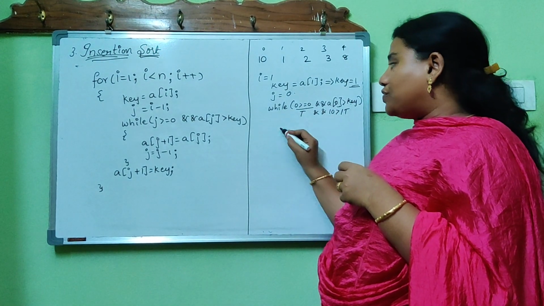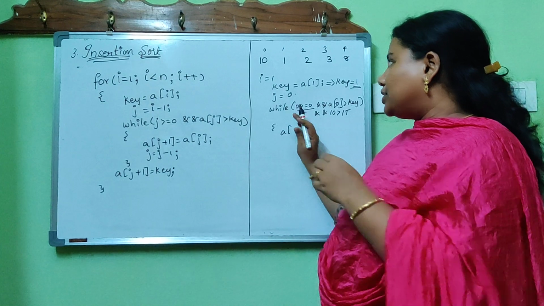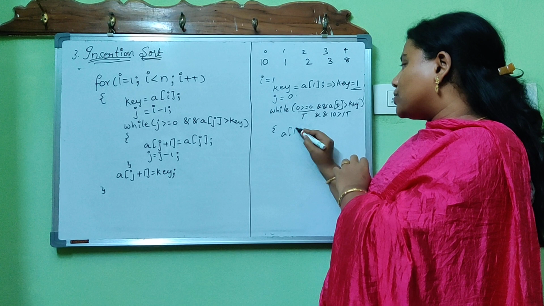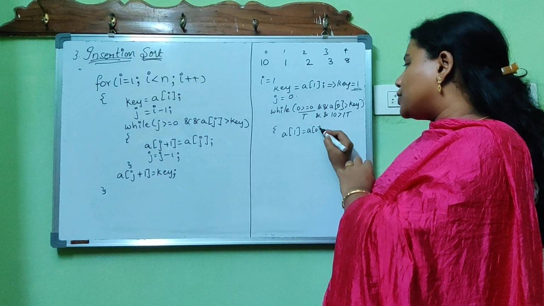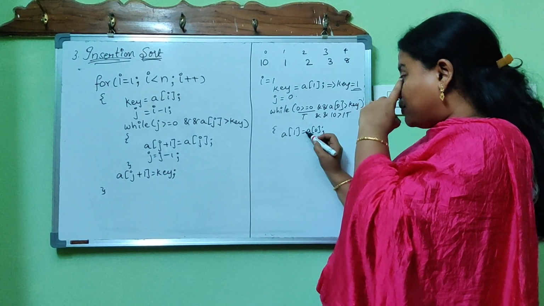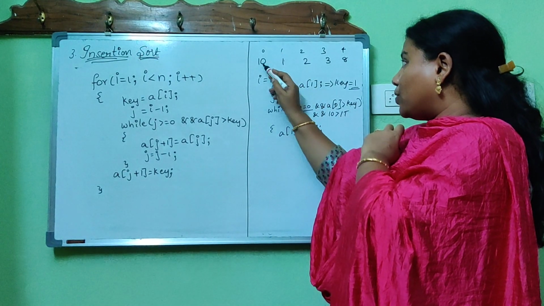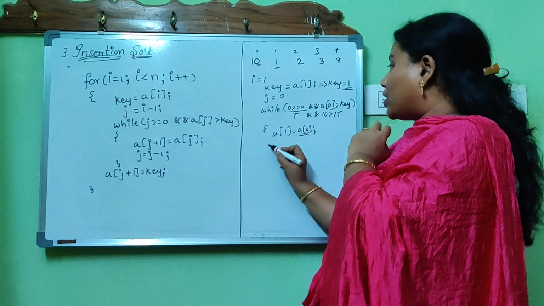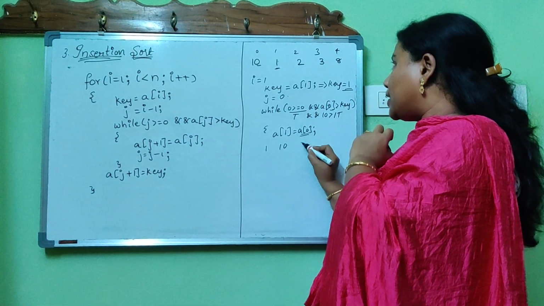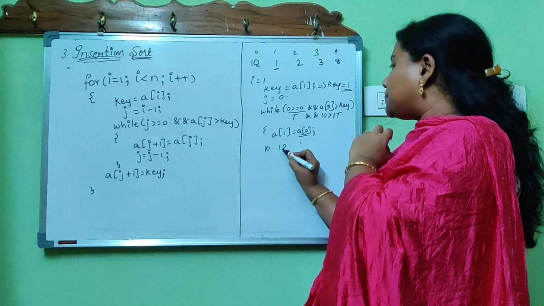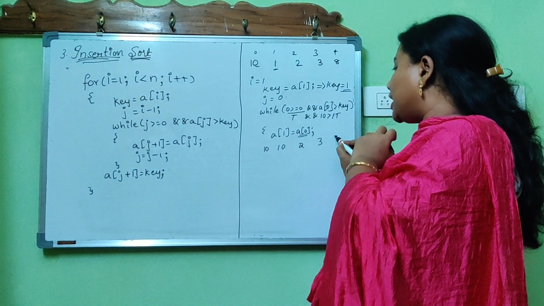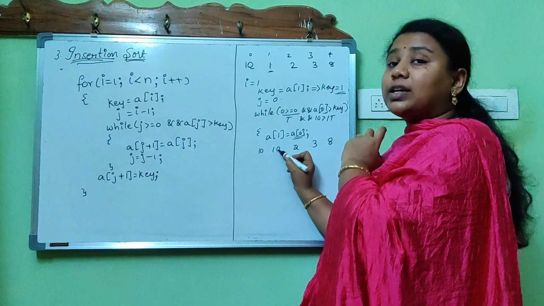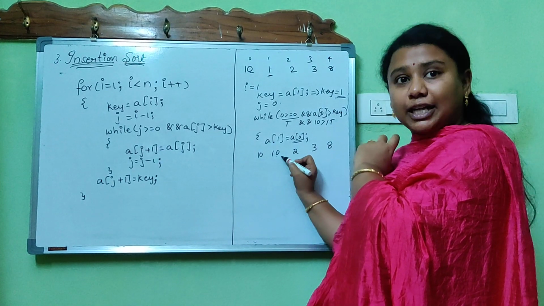Now what happens? When this is happening, what we should do is just move the elements. a[j+1]. What is the j value initially? 0. So a[1] is equal to a[0]. What does that mean? I have to place the value of a[0] in a[1]. So what does this do? 1, 10, 2, 3, 8. Why? Because I placed the value of a[0] in a[1], but not a[1] in a[0]. So both values will be 10 only.